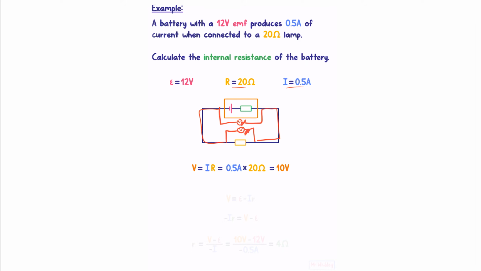And now we know our terminal voltage is going to be our EMF minus Ir, the voltage lost to our internal resistance. Because we're trying to find the value of internal resistance, we can solve this by subtracting the EMF from both sides and swapping them around, and then dividing both sides by negative I. Putting our numbers in gives us 4 ohms.